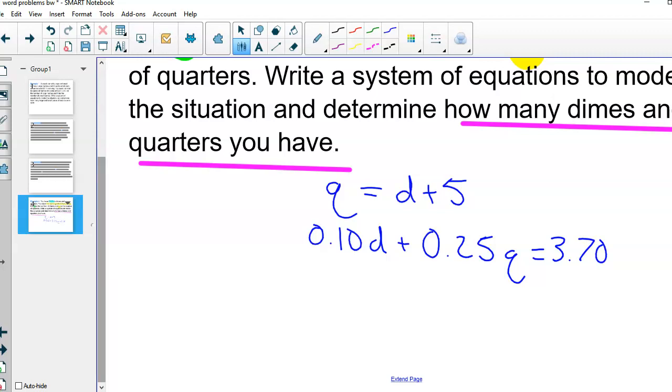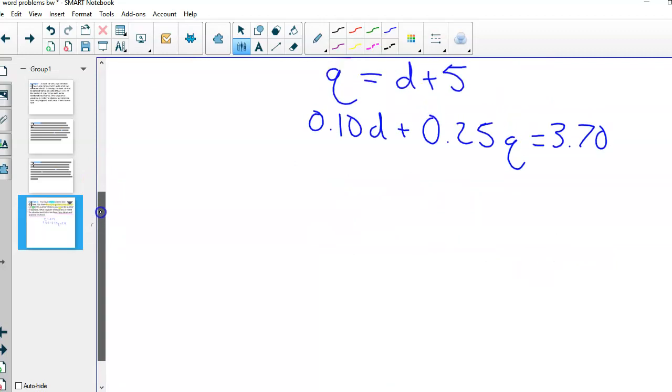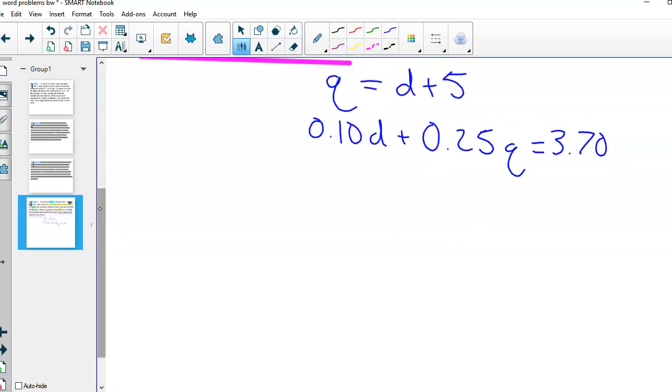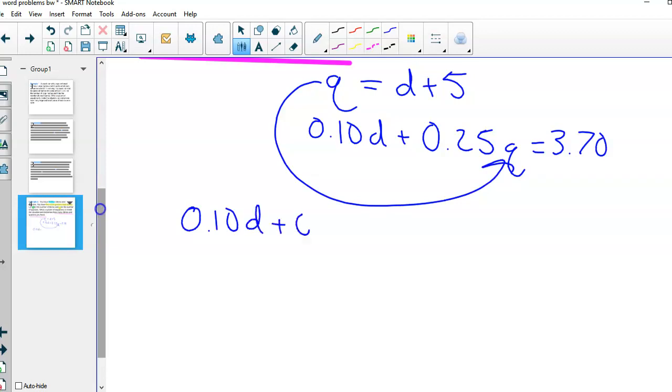So remember, anytime you're given something with coins, you need to remember what dimes and quarters, or whatever it's asking, are worth. You need to incorporate that every single time. What's our next step? Plugging D plus 5 for Q into this equation: 0.10D plus 0.25 times D plus 5 equals 3.7.